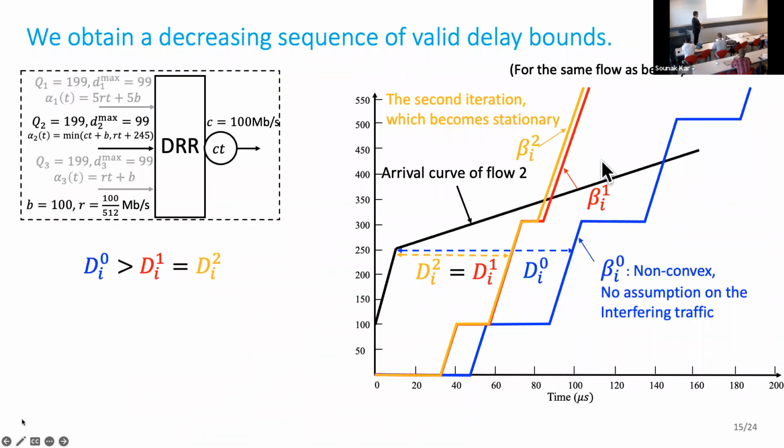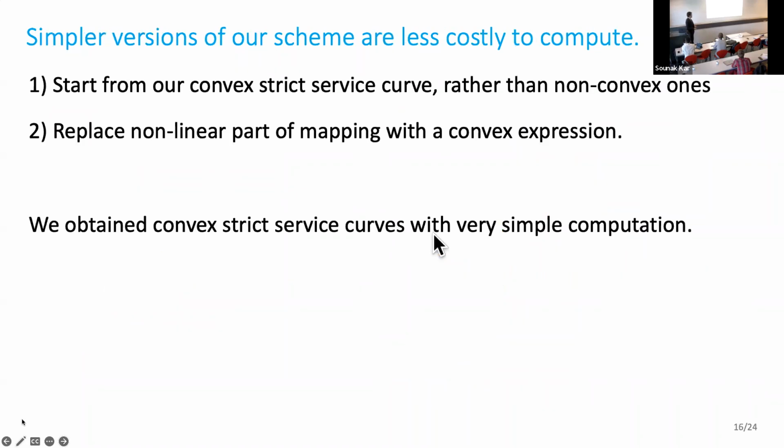Since we have an increasing sequence of valid strict service curves, we can obtain a decreasing sequence of valid delay bounds. Again, all these delay bounds are valid. However, in the tools that we have, working with non-convex curves and using nonlinear operations might be costly. Well, in order to address that, we obtain a simpler version of our scheme by two things. We start from our convex strict service curve rather than non-convex ones. Moreover, we replace the nonlinear part of our mapping with a convex expression. By doing that, we obtain convex service curves that are easy to compute.